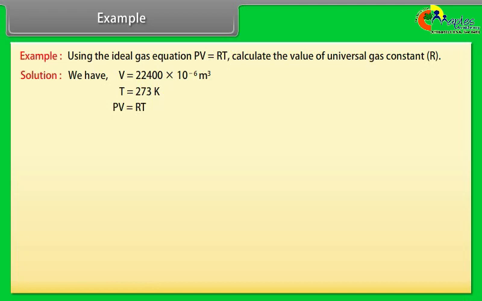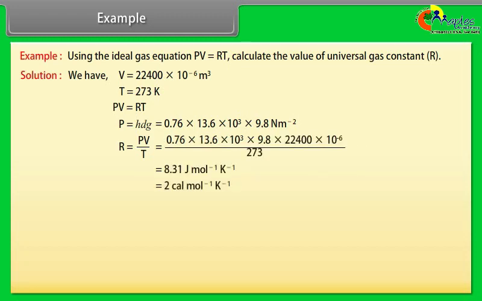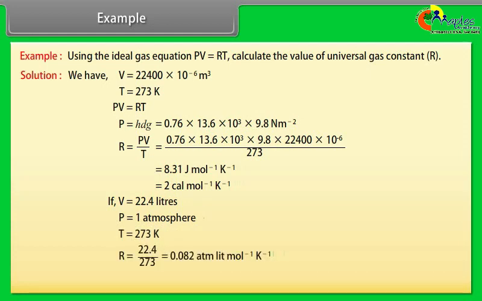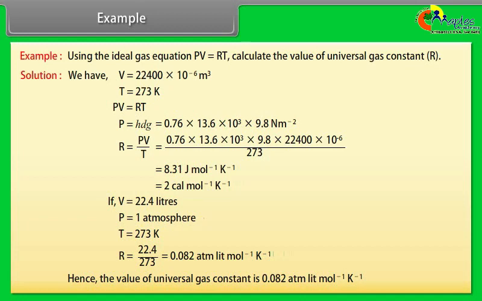PV = RT. Now, we calculate the value of R by putting the values. R = PV/T = 2 calorie per mole per Kelvin. If V = 22.4 liters, P = 1 atmosphere, T = 273 Kelvin, R = 0.082 atm liter per mole per Kelvin. Hence, the value of universal gas constant is 0.082 atm liter per mole per Kelvin.